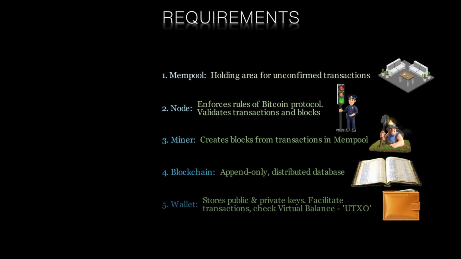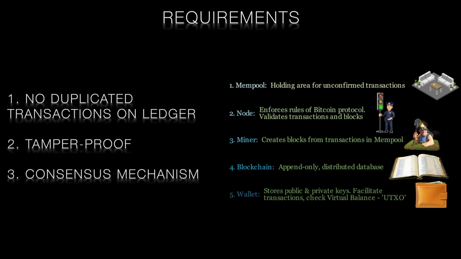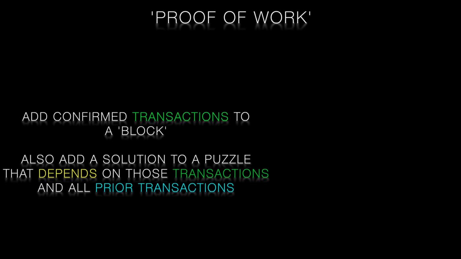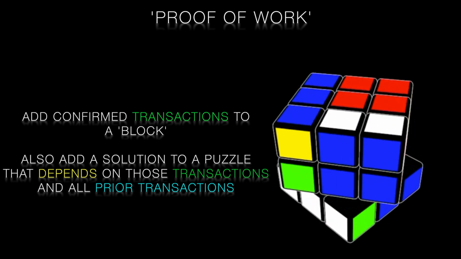So, these are the components. Let's remind ourselves of the requirements again. 1. No double spend. 2. No altering or tampering of confirmed transactions. 3. Synchronize multiple copies of the ledger. The solution proposed by Satoshi is to combine the new valid transactions into a block and to solve a difficult computational puzzle. Solving this puzzle is called proof of work.